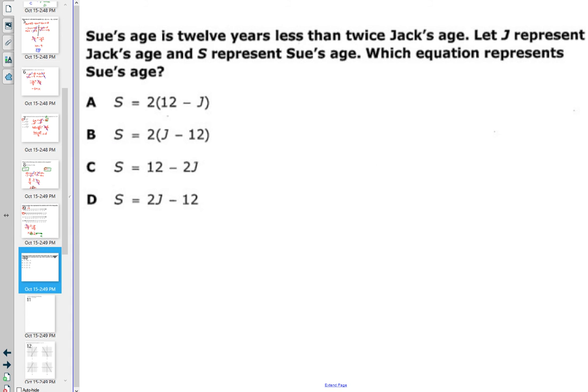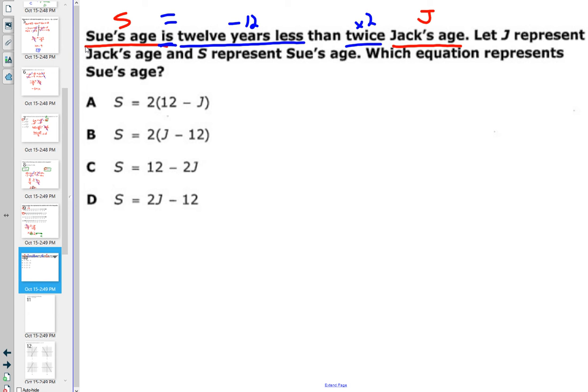Okay, next, now we have some problems here that are just like translating, like reading a different language. They tell you that S stands for Sue's age, is always stands for equal, Jack's age is J, twice means times 2, and 12 years less means minus 12.